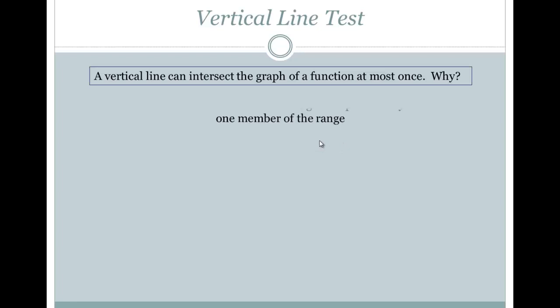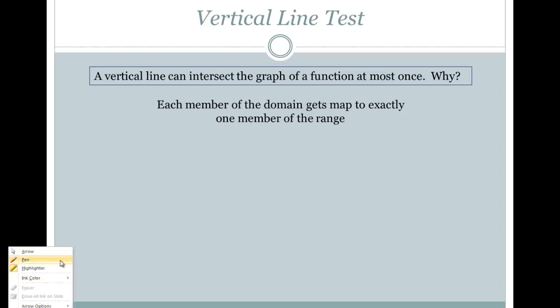It goes back to what we talked about in terms of defining a function. Remember, each member in the domain of a function gets mapped to exactly one member in the range. So if we have a member of the domain get mapped to two different members of the range, then the vertical line would hit two spots, and that we know is not allowed.